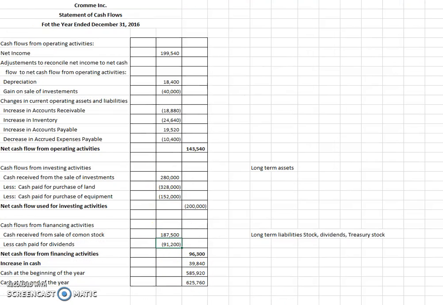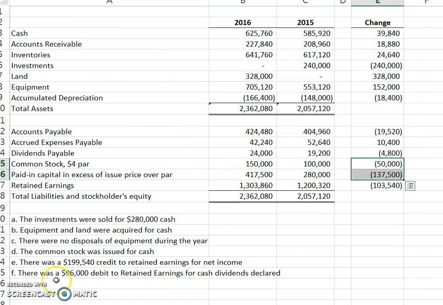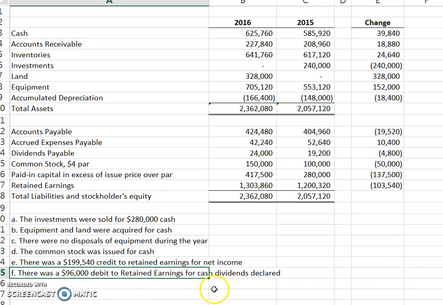And then our paid out for dividends. In this situation, it tells you that we had a $96,000 debit to retained earnings for cash dividends declared. Remember, we have those 3 dates for dividends: date of declaration, date of record, date of payment. So the date of declaration just sets up the payable. So we need to look at dividends payable to also see if we've paid it all out.